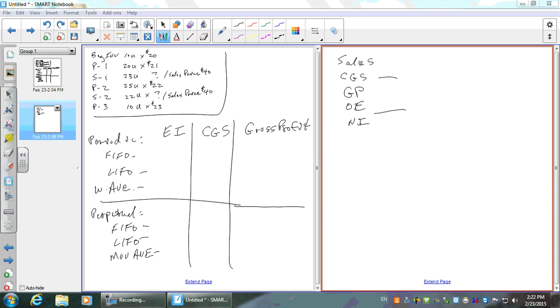Pretty quick. You also need to know that cost of goods sold, right, guys? So you're going to want to have this, but the cost of goods sold is right there. How are you going to get it? How do you calculate cost of goods sold?